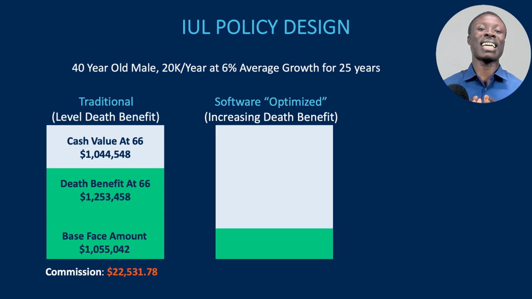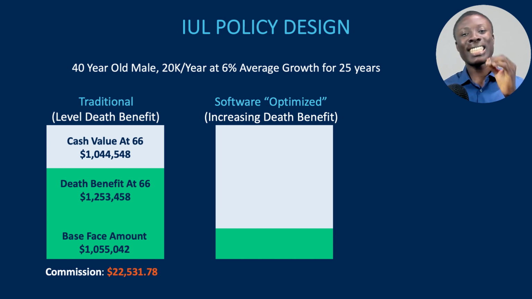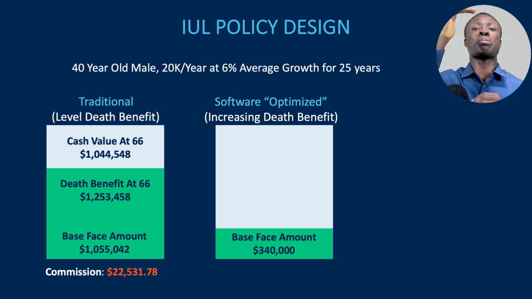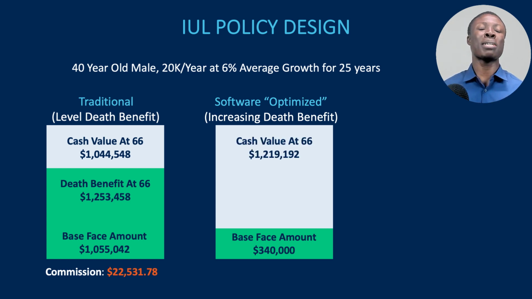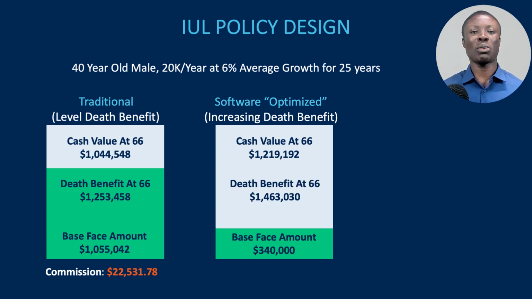Now let's look at the second design. The second design is what I call software optimized. In this design, the agent relies on the software and accepts whatever the software spits out. The difference between this and the first design is that the base face amount has been drastically reduced to about $340,000. At age 66, the cash value will be approximately $1,219,000, and the death benefit will be a little over $1,463,000.